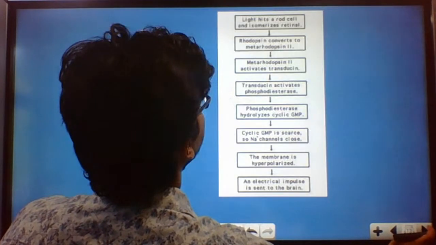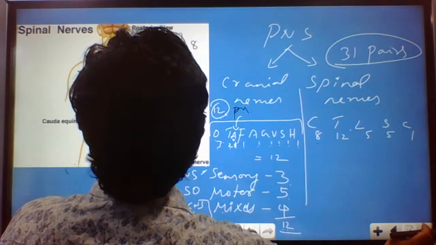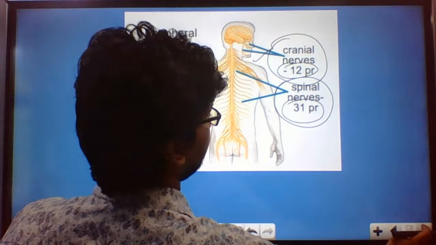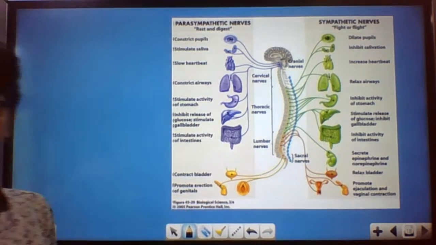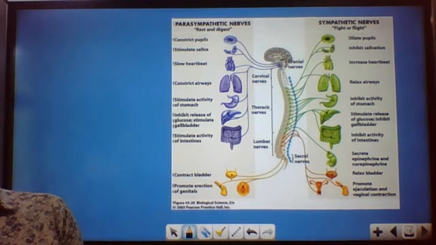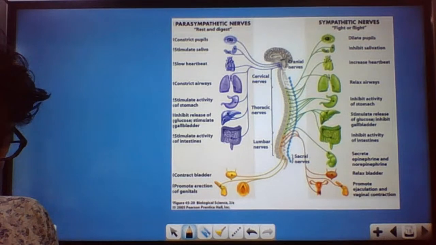So coming to cranial, the spinal nerve and peripheral nervous system that we discussed. Okay. Next we move on to this. We're done with the peripheral nervous system. We move to the next part, that is your autonomic nervous system.